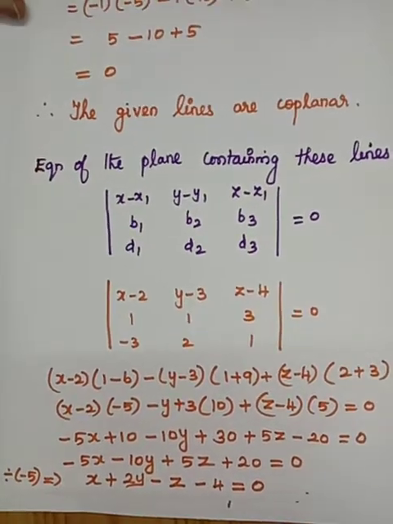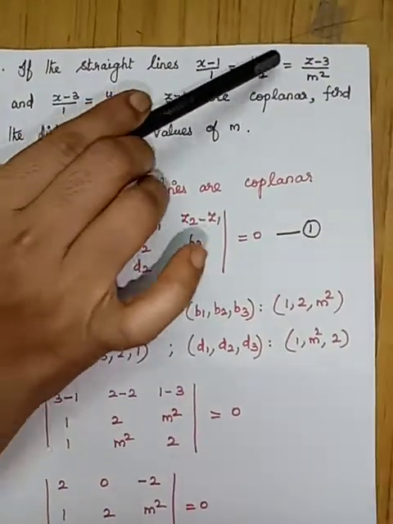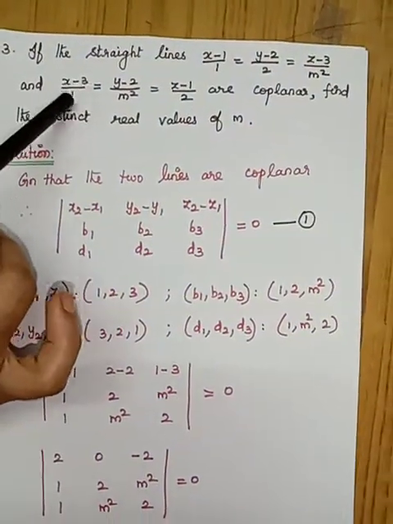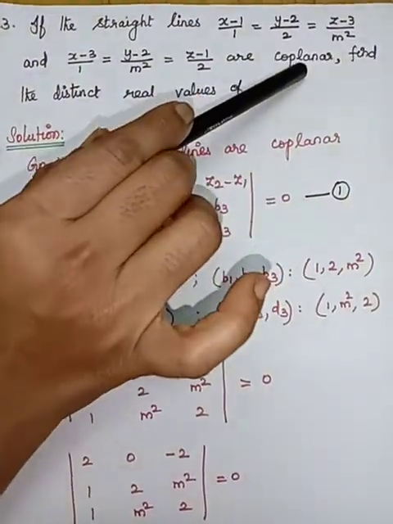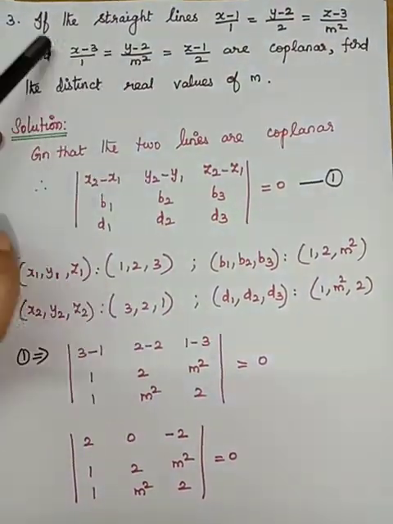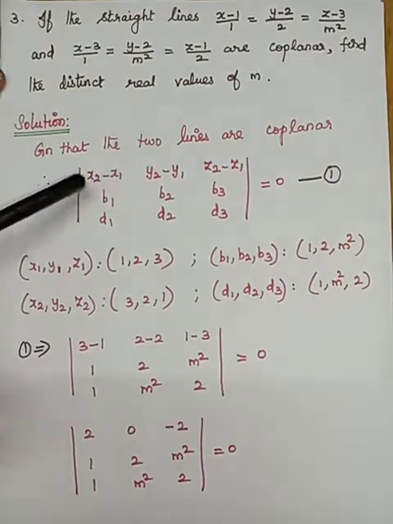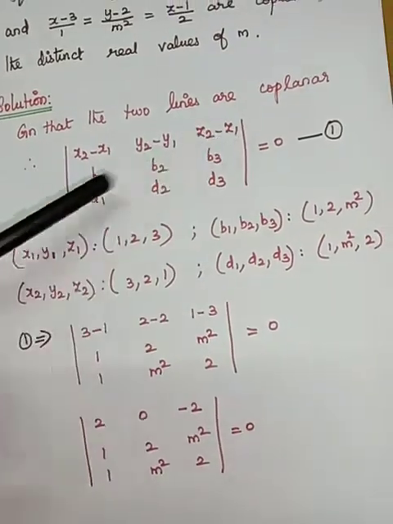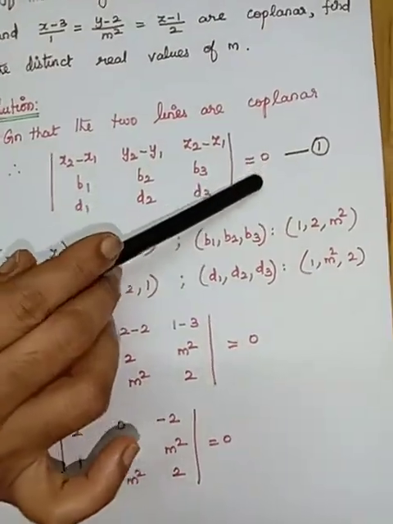Third one, if the straight lines (x minus 1)/1 is equal to (y minus 2)/2 is equal to (z minus 3)/m squared, and (x minus 3)/1 is equal to (y minus 2)/m squared is equal to (z minus 1)/2 are coplanar, find the distinct real values of m. So what is given? That the two lines are coplanar. So if the two lines are coplanar, we know that the determinant x2 minus x1, y2 minus y1, z2 minus z1, b1, b2, b3, d1, d2, d3 is equal to 0.